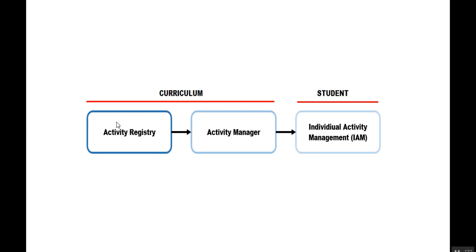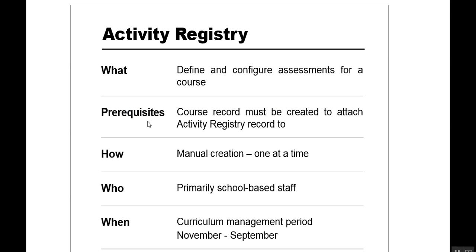Now there's a continual process of movement of information through these. The activity manager record is essentially a copy of the activity registry record, but it's attached to a specific term, so we can add in specific data for that term. The IAM record contains a copy of the activity manager record, the assessment records, but also has other functionality, to add marks, results, and manage resits, etc. So those are the three records that you're going to be using in activity management.